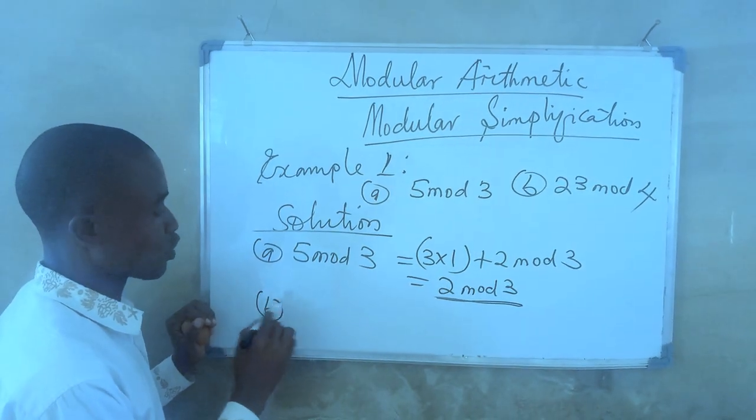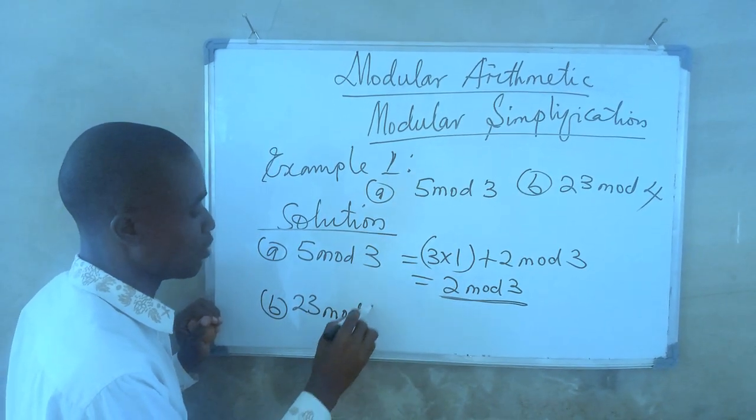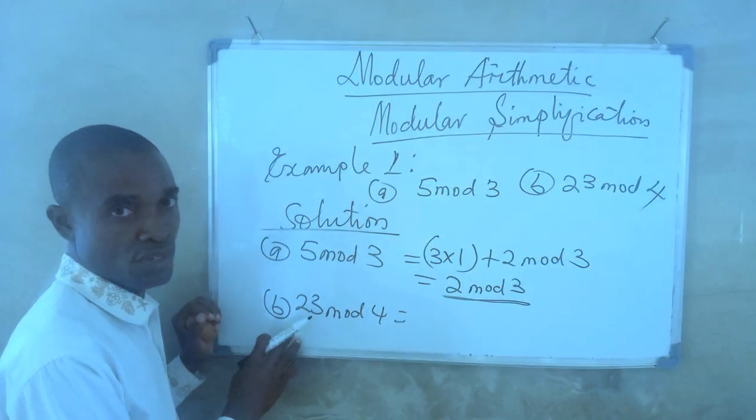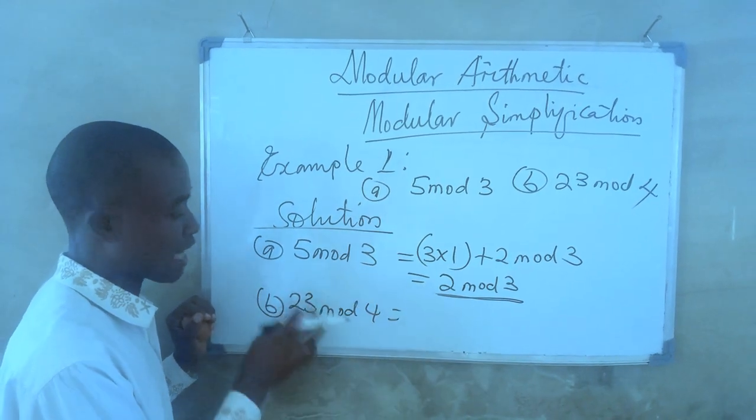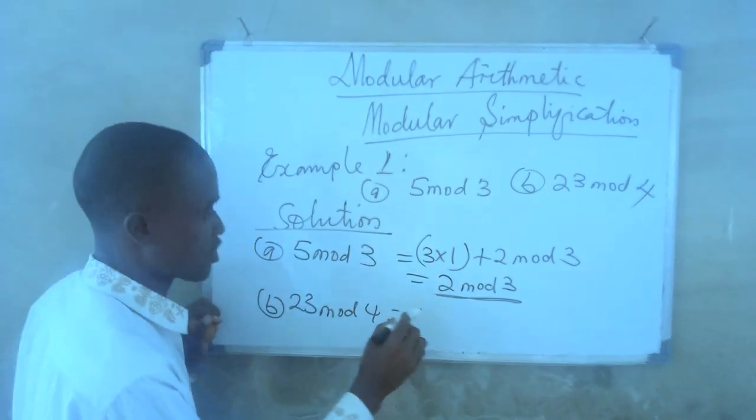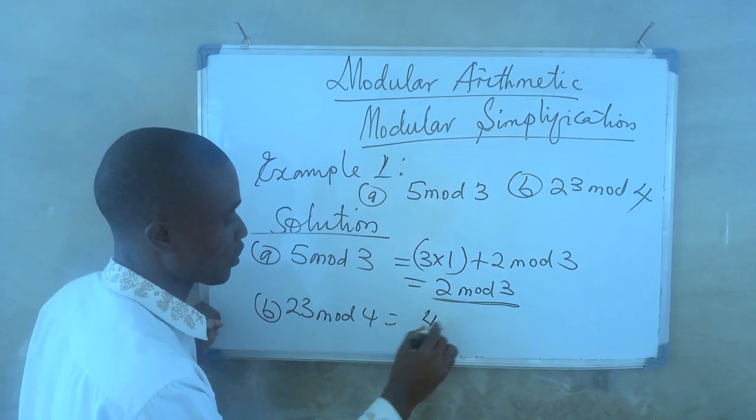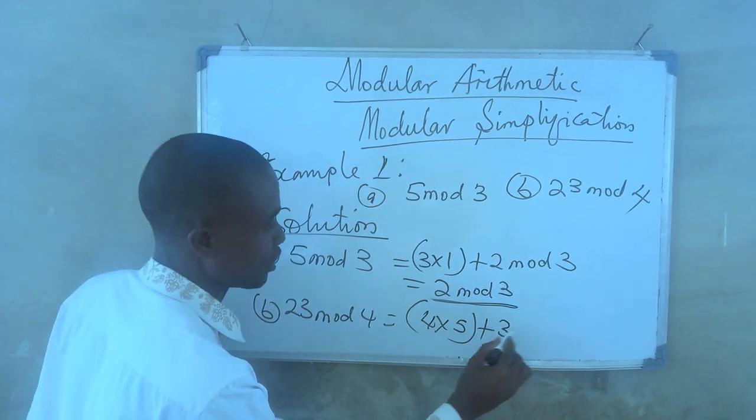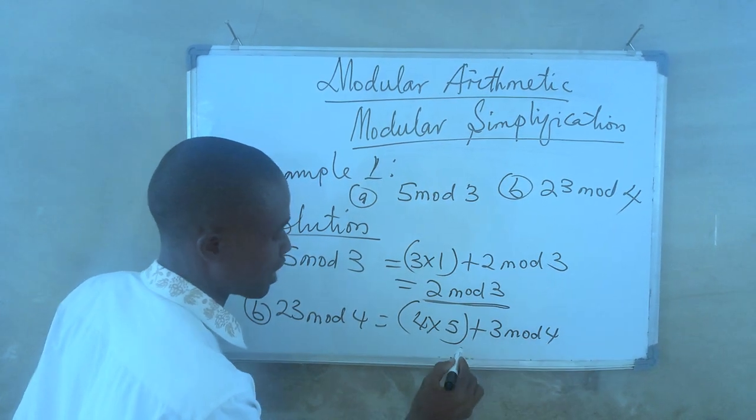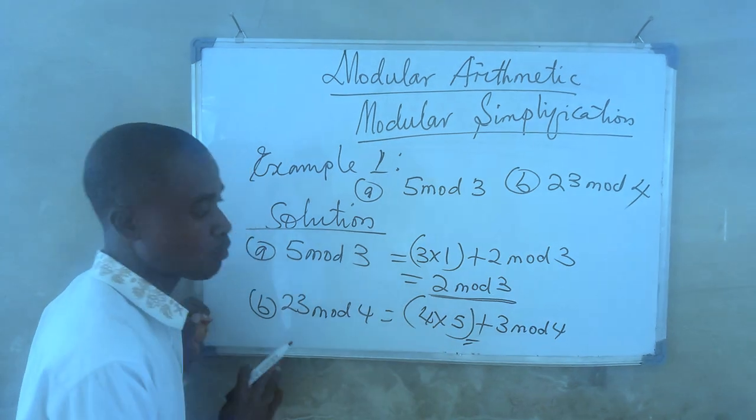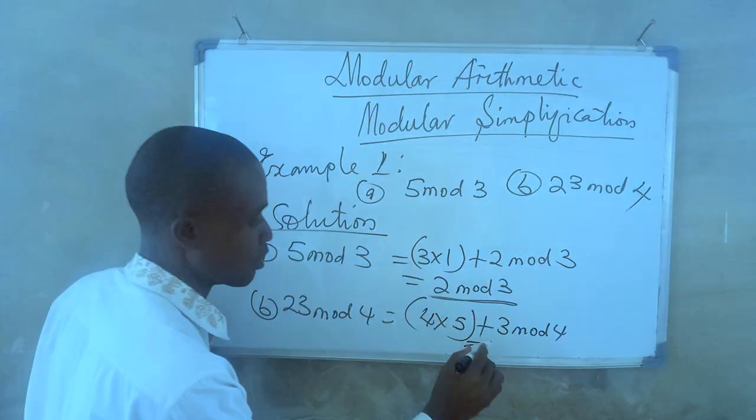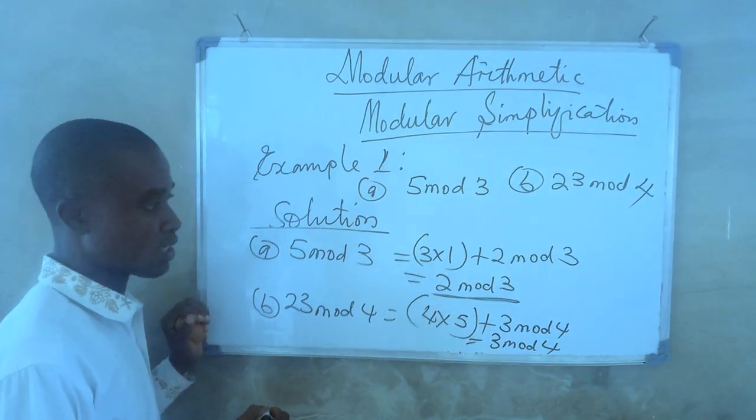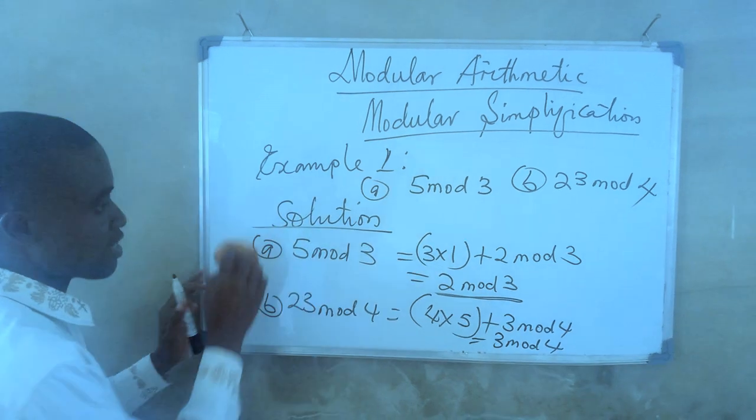Now let's take the second one. 23 modulo 4. What do you have? 4 goes into 23 how many times? You go 5 times. That is 4 times 5, giving us 20. So you can now add here that 4 times 5, then the remainder will be 3. Then the modulo, which is 4. So the answer remains the remainder with the modulo. So the answer becomes 3 modulo 4. Do you take that? So let's move on to another example.